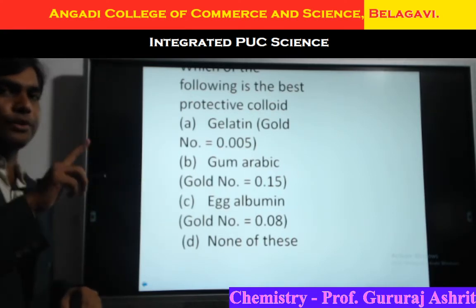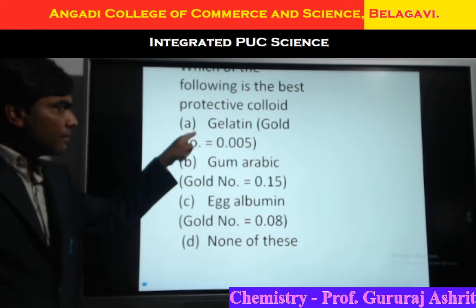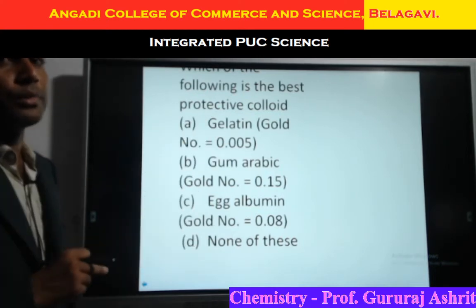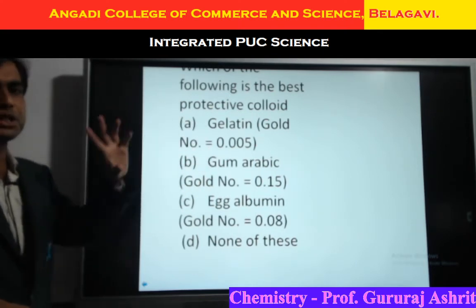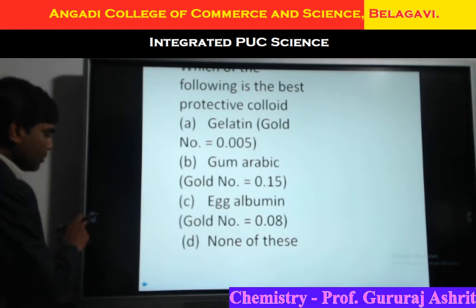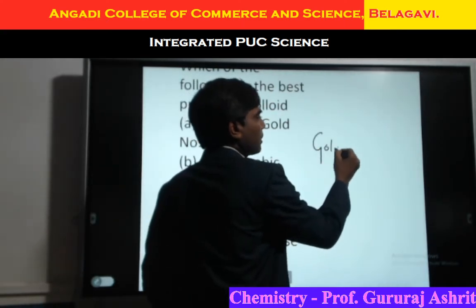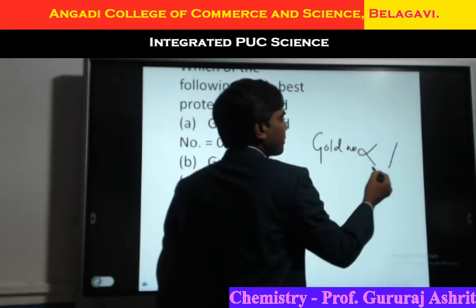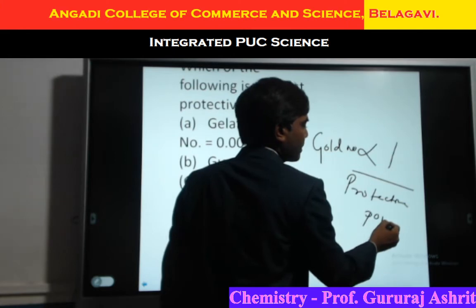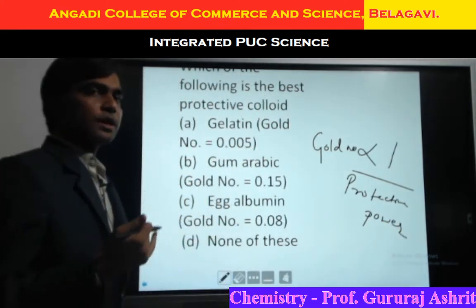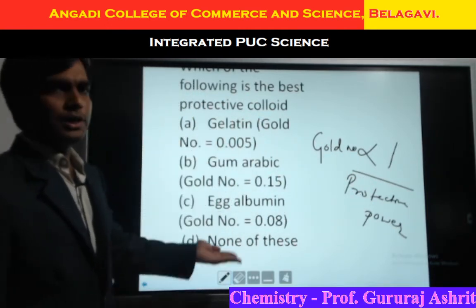It acts as a lyophilic colloid. So here they have given 4 protective colloids. And he has given the values. What are those values? Gold number values. So by seeing those gold number values, which will be the best protective colloid, he is asking. As I told you yesterday, again I will tell you what that means. Gold number is inversely proportional to protective power. Means if we want more protective power, gold number should be less.